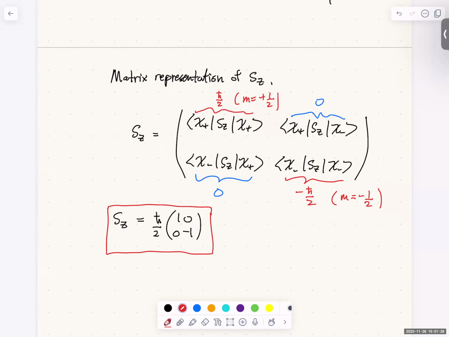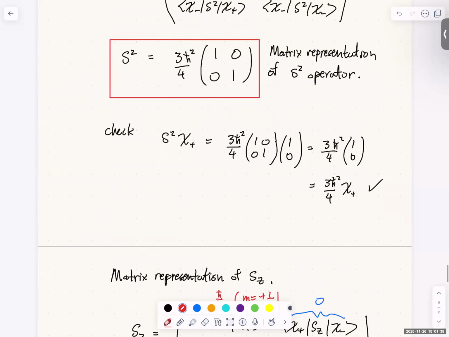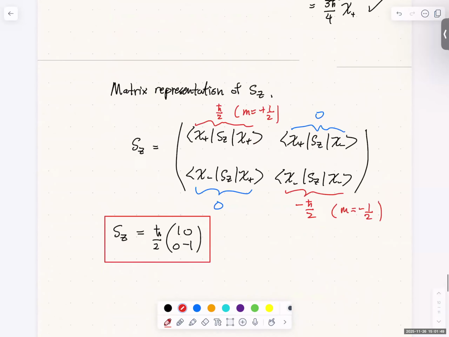Okay, good. So there's something important to recognize from what we've done so far. We've done 2 different operators in matrix form. We've done s squared, and we got a diagonal matrix. We've done sz.